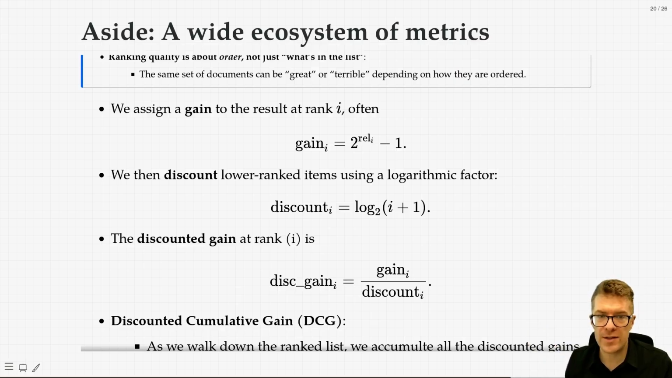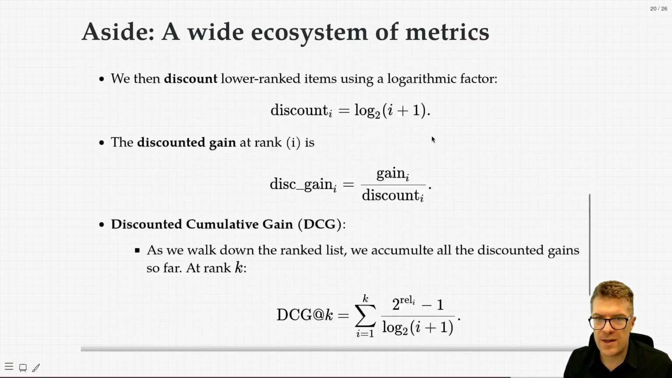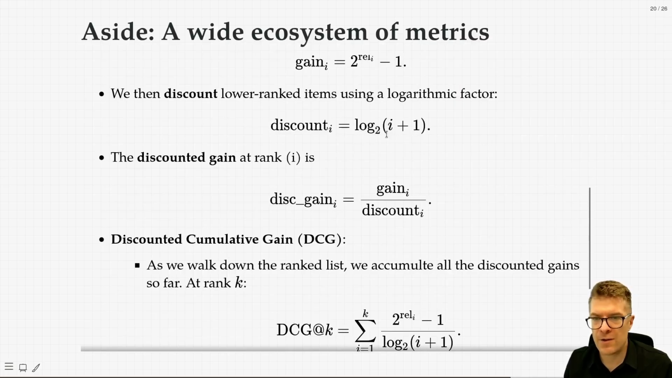So combining these two ideas together, we have the discounted gain. That's just the gain divided by the discount. So the discount, the higher values of i will give you bigger discounts. So the bigger the discount, the bigger the denominator, which means this entire fraction gets smaller and smaller as the denominator grows. Easy enough.